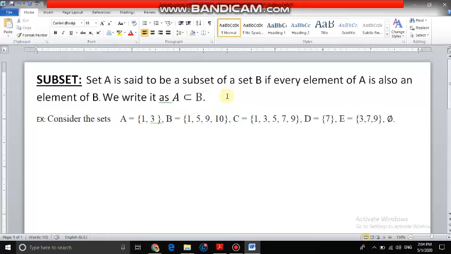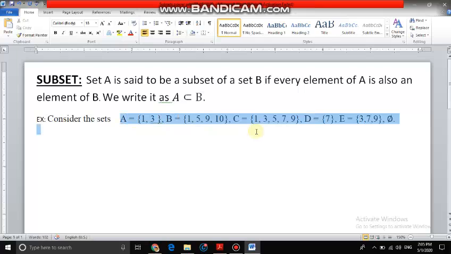Now what its definition says: if I have two sets A and B, every element of A is also an element of B. That means if A has one element, then B must have it also. I'm not talking about the total number of elements in a set; each and every element of A must also be an element of B. So let's take an example to understand this one.